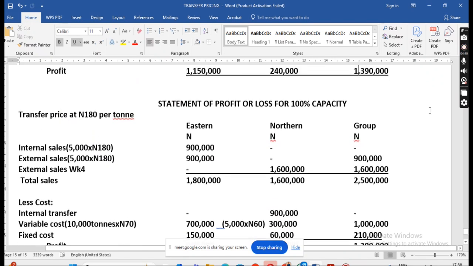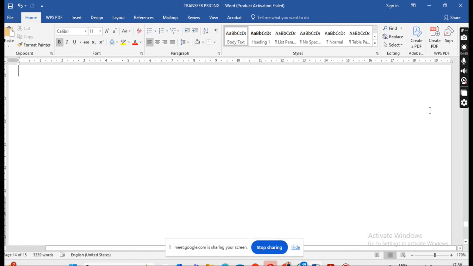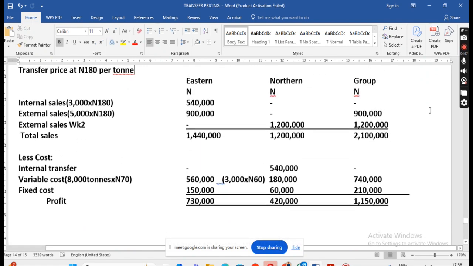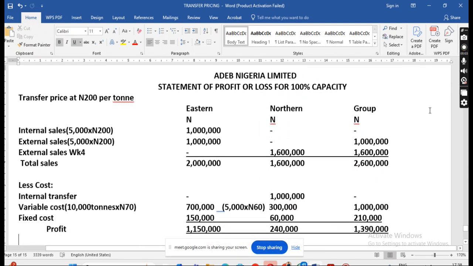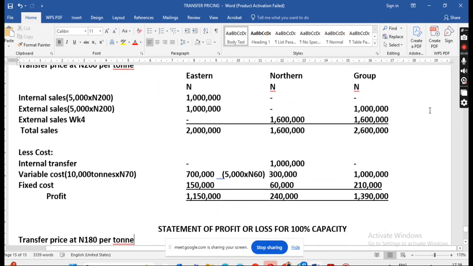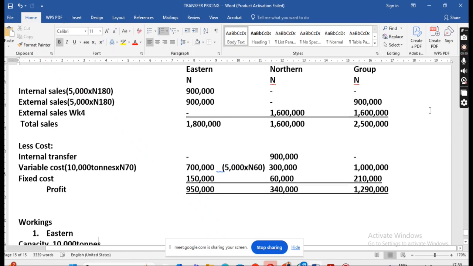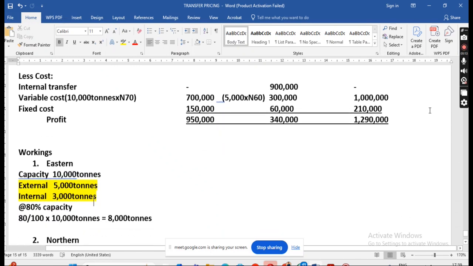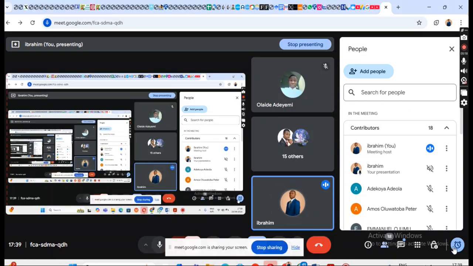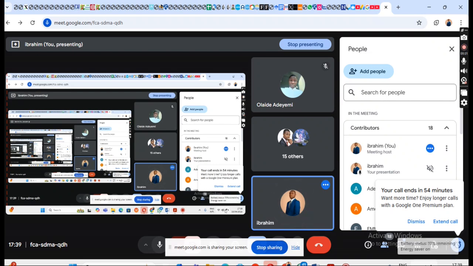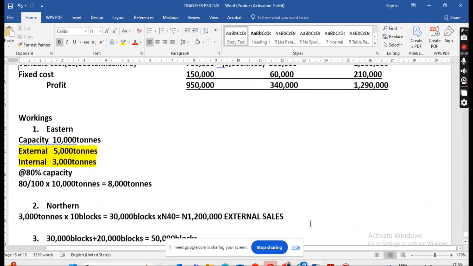That will be your work. You have to just comment on it. I've been analyzing it as we move on, so you can do that, please. You comment based on from 200 to 180. What happened from 200 to 180? Does their profit increase or decrease, based on 80% capacity as well as 100% capacity, right? I leave the comment for you.